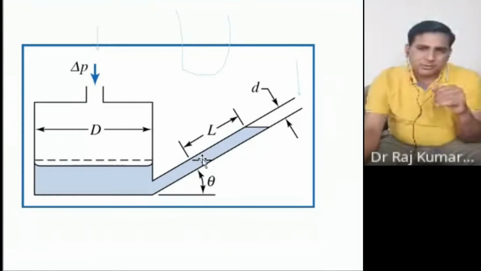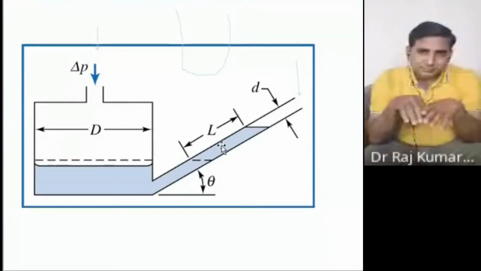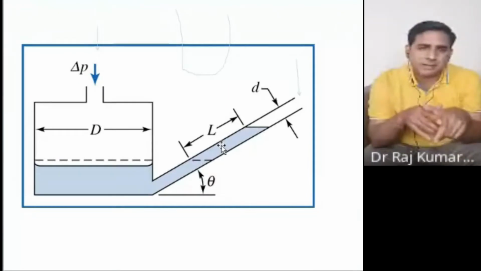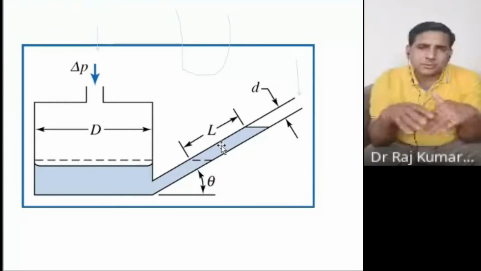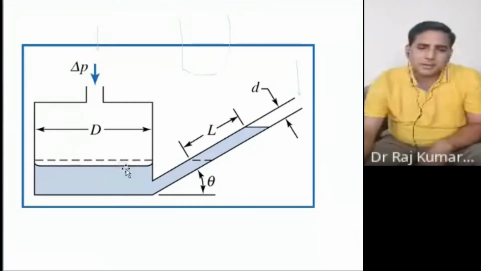So you are increasing your measuring height or length. Therefore, the sensitivity of the manometer is increased or enhanced. Even if the change is less than 1 millimeter, there would be a huge change in this L. You can also change the density, and you can also change the theta.